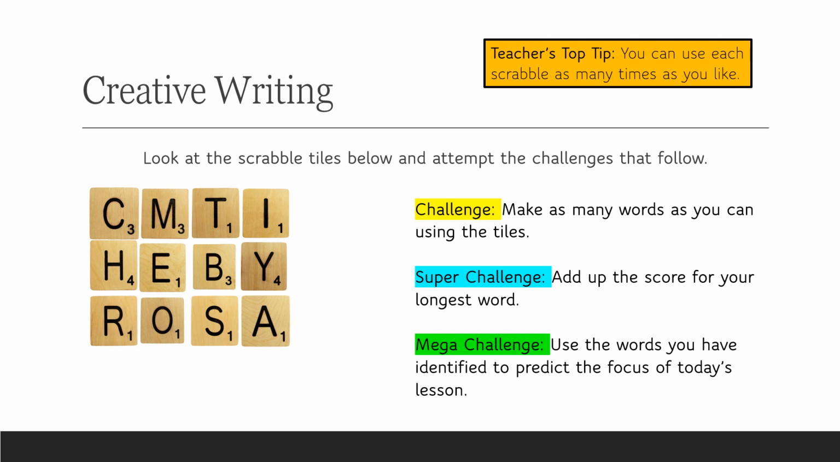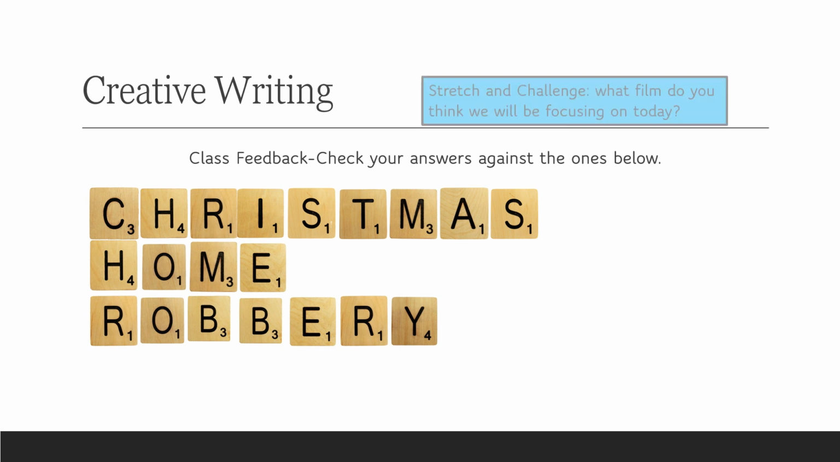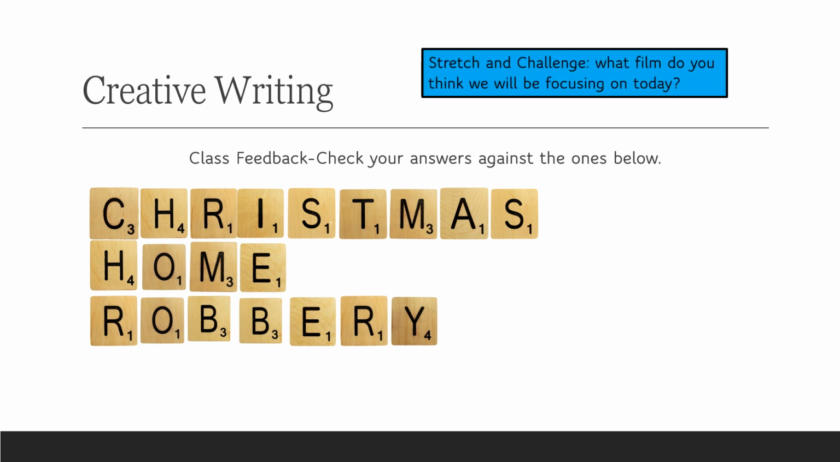What we're going to do now is we're going to have a look at the ones that I actually was thinking about, and that might give us a bit of an indication about what we're doing in the rest of the lesson. The class feedback. Check your answers against the ones below. So here were the ones that I was thinking of. So you can see there we've got Christmas, we've got home, and we've got robbery. A good thing to think about as well is what kind of film might we be focusing on today.